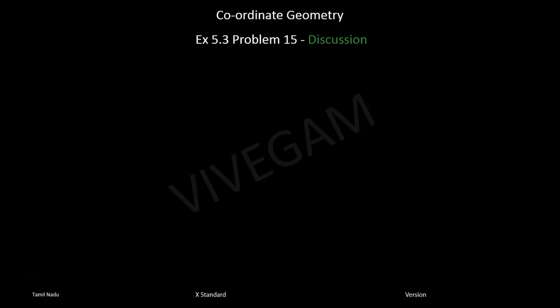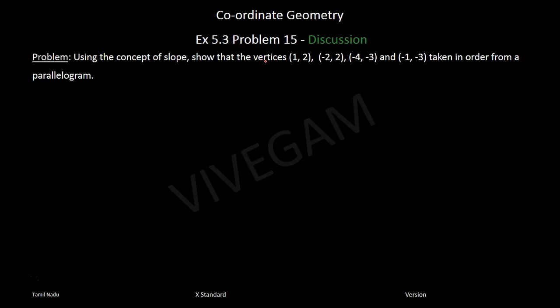Exercise 5.3 Problem 15 Discussion. Using the concept of slope, show that the vertices (1, 2), (-2, 2), (-4, 3), (-1, 3) taken in the order form a parallelogram. So we are given 4 vertices. They are taken in order, so we don't need to worry too much about arranging them.